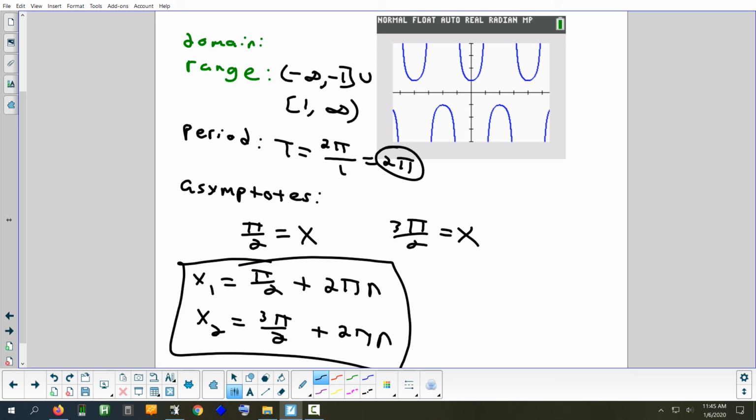So the way we could say it is the domain is all reals except asymptotes. If you want to be more specific, you could say, here's what the asymptotes look like. These are your asymptotes. So plug in any number you want, except ones that would be in this black box. Can't use those. That's domain, range, period, asymptotes.